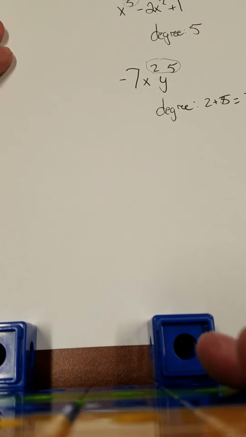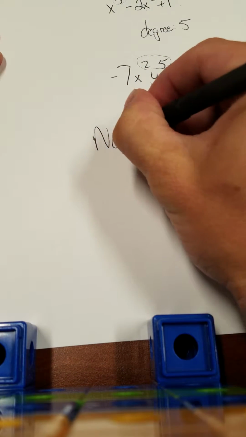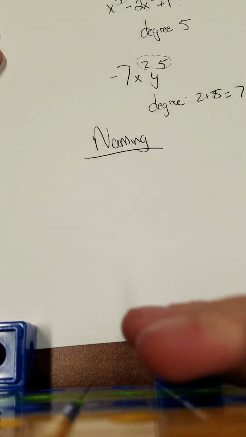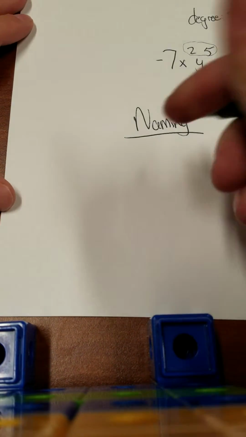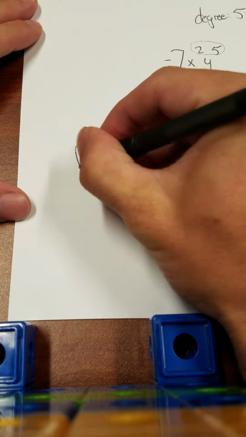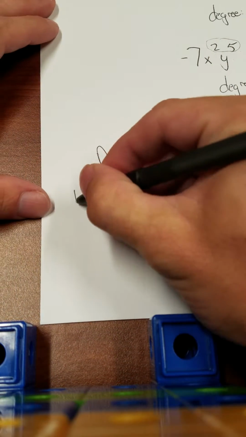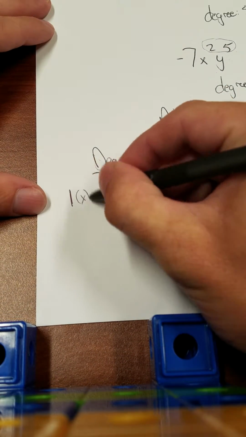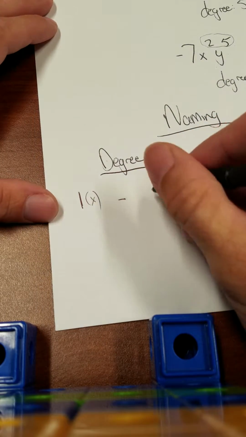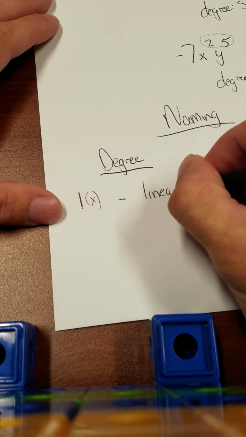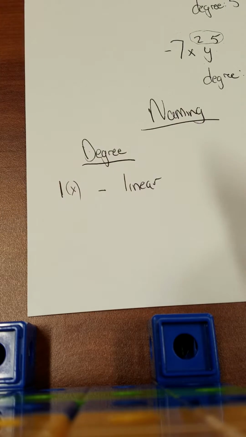So that's how you look at degree. Now, naming them. Naming polynomials is important. We need to be able to talk about what we're looking at. So we name them in two ways. First of all, we name them by their degree. If they have a degree of 1, so it's just like an x, we call this linear. You dealt with linear functions a lot.